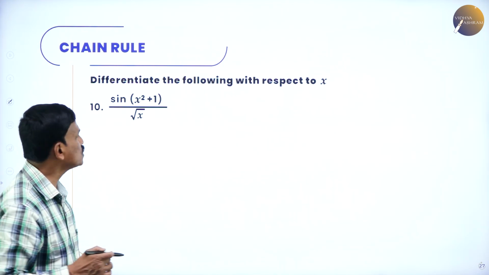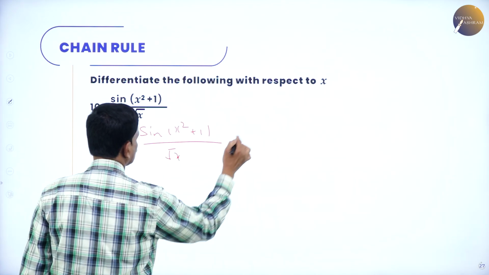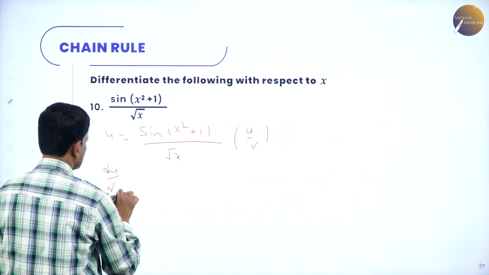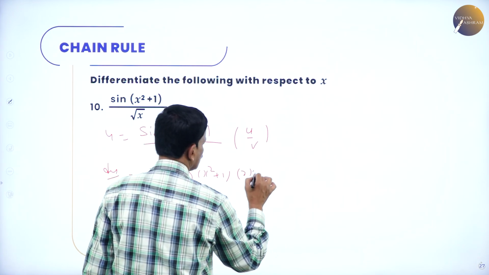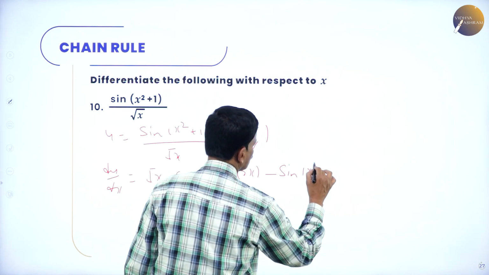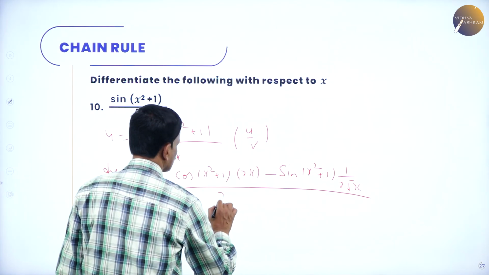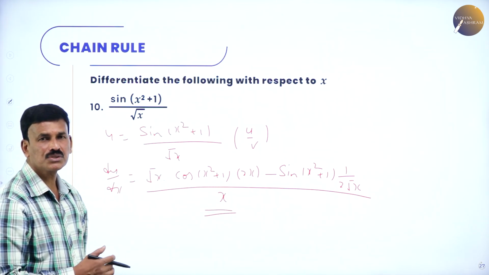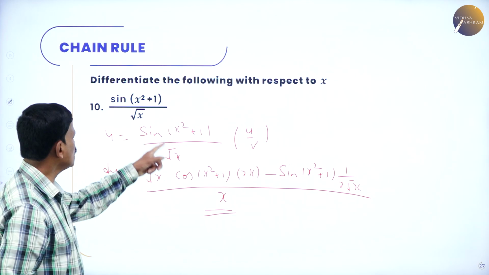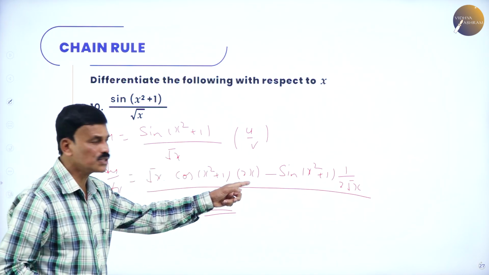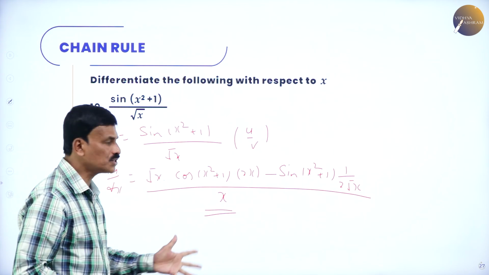Now let us come to the last problem in this, differentiating with respect to x. y is equal to sine of x square plus 1 by root x. This is also u by v. So dy/dx is equal to denominator into differentiation of sine, which is cos x square plus 1, into differentiation of x square plus 1, which is 2x, minus numerator sine of x square plus 1 into differentiation of root x, which is 1 over 2 root x, divided by the denominator square, and the square root gets cancelled, root x whole square gets cancelled, x. That's it. If you want, you can divide term by term. So see, denominator into differentiation of sine is cos x square plus 1 into d/dx of x square plus 1 is 2x, minus numerator sine x square plus 1 into d/dx of denominator is 1 over 2 root x, divided by denominator square. The square root gets cancelled, you will get the answer.